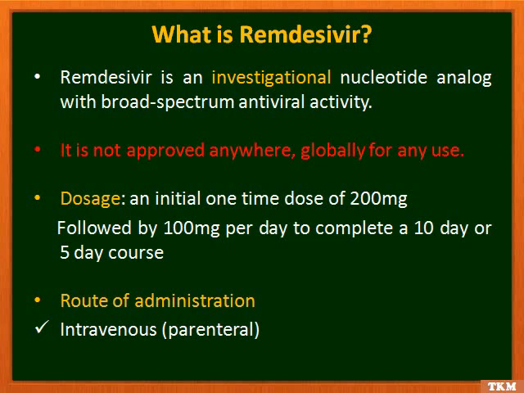Now, Remdesivir is an investigational nucleotide analog with broad spectrum antiviral activity. Now, what do we mean by investigational? It means it is not approved anywhere globally for any use. It is still not approved. Dosage is an initial one-time dose of 200 milligram followed by 100 milligram per day to complete a 10-day or a 5-day course. Route of administration is intravenous, parenteral.